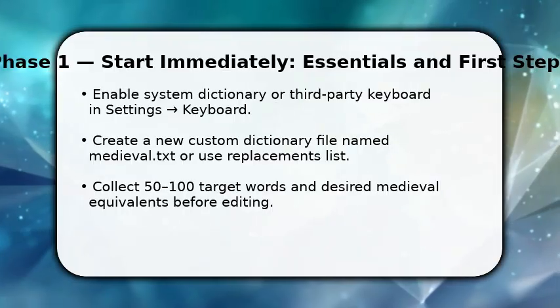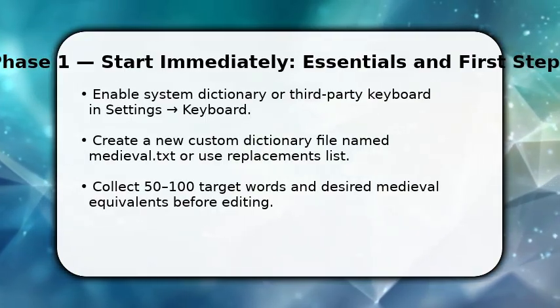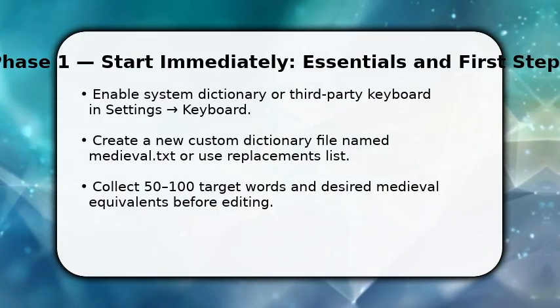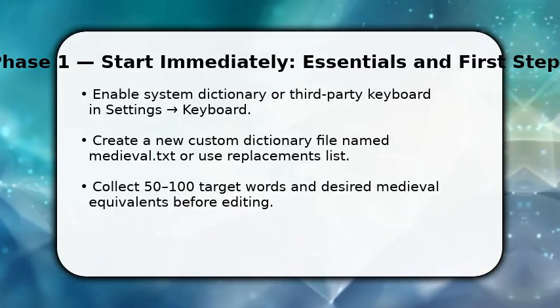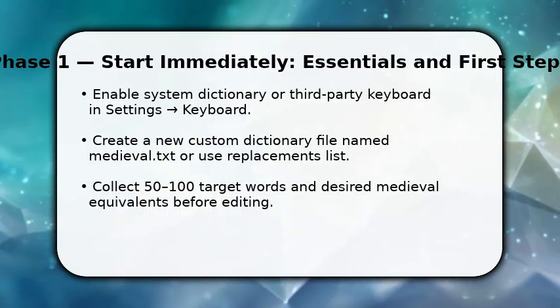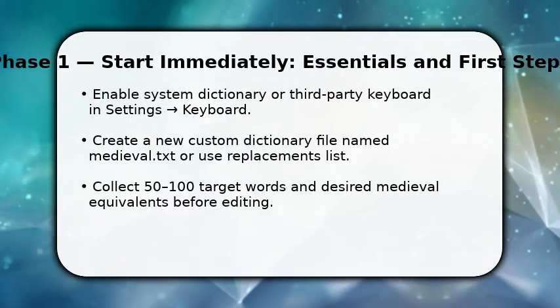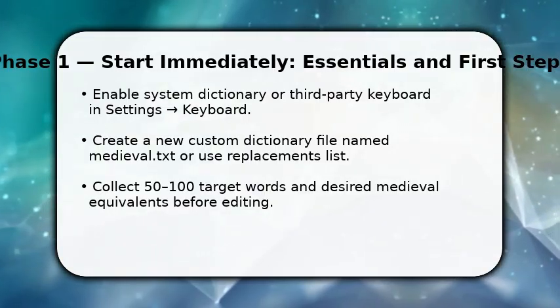You start by enabling the keyboard or dictionary that accepts custom entries. This saves time later. Once enabled, create a custom dictionary file called medieval.txt, or open the replacements interface. You should add 50 to 100 common modern words with their medieval equivalents now, because adding many later is slower.